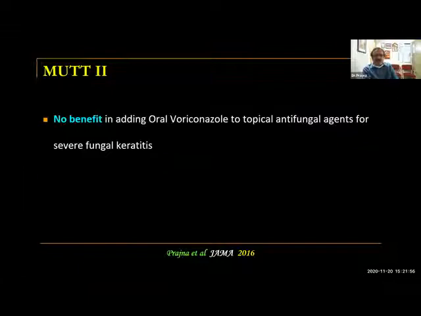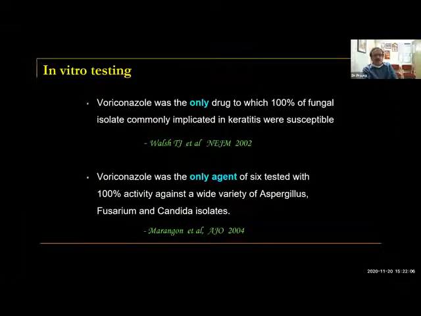So what we found was there was no benefit in adding oral voriconazole when you do a randomized controlled trial, especially for severe fungal keratitis. So why did this happen? Because we knew in 2002 and 2004, when voriconazole came up, it came up with a lot of promise.